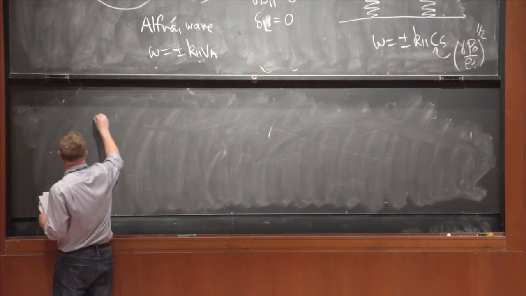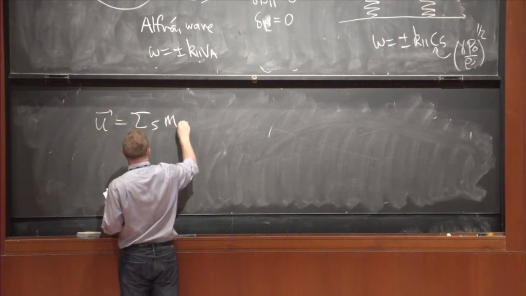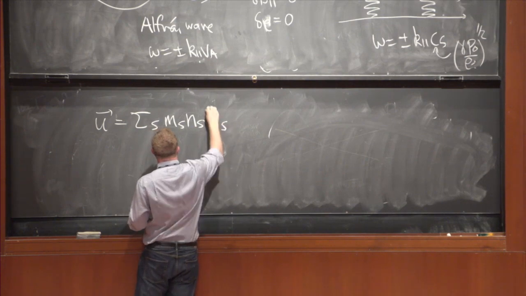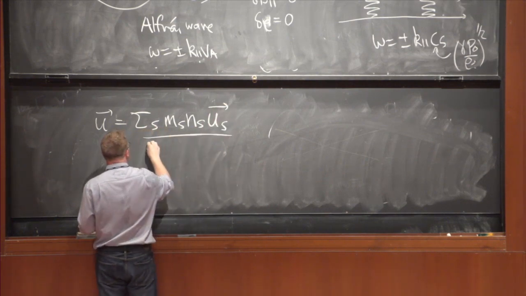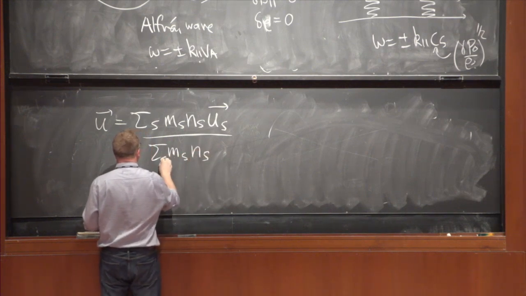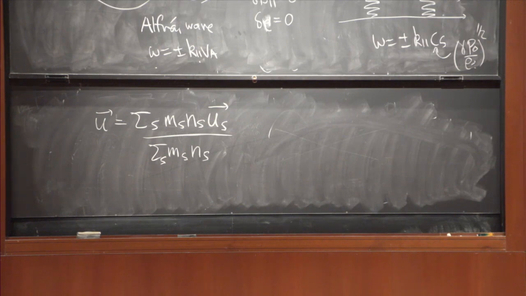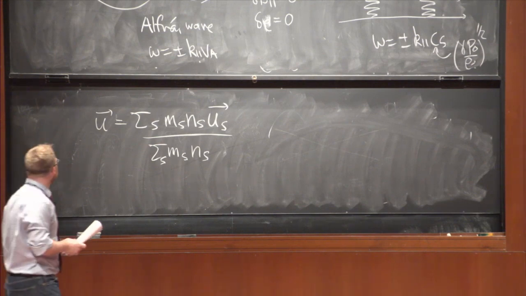Now, in MHD, it is technically defined as the sum over species of all the momenta divided by the total mass. So this is the center of mass velocity, right? So when you say U in the MHD equations, what you're really referring to is the center of mass velocity.